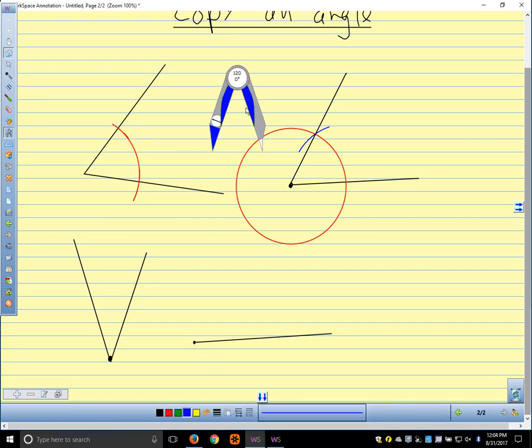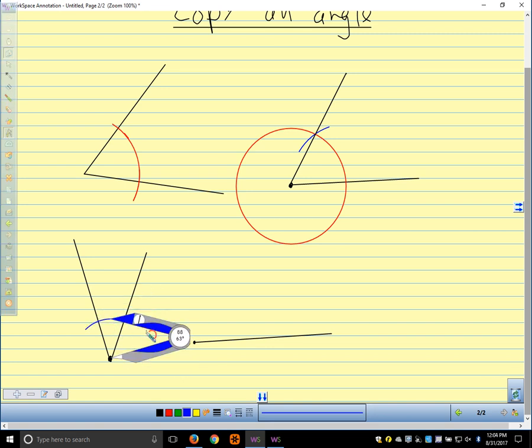Take my compass, put it on the sharp point on the vertex of the angle I want to copy, and I just need to make an arc through both rays. Move my compass over, put the sharp point on the vertex of my new angle, and make the same arc. So the blue arcs are the same.